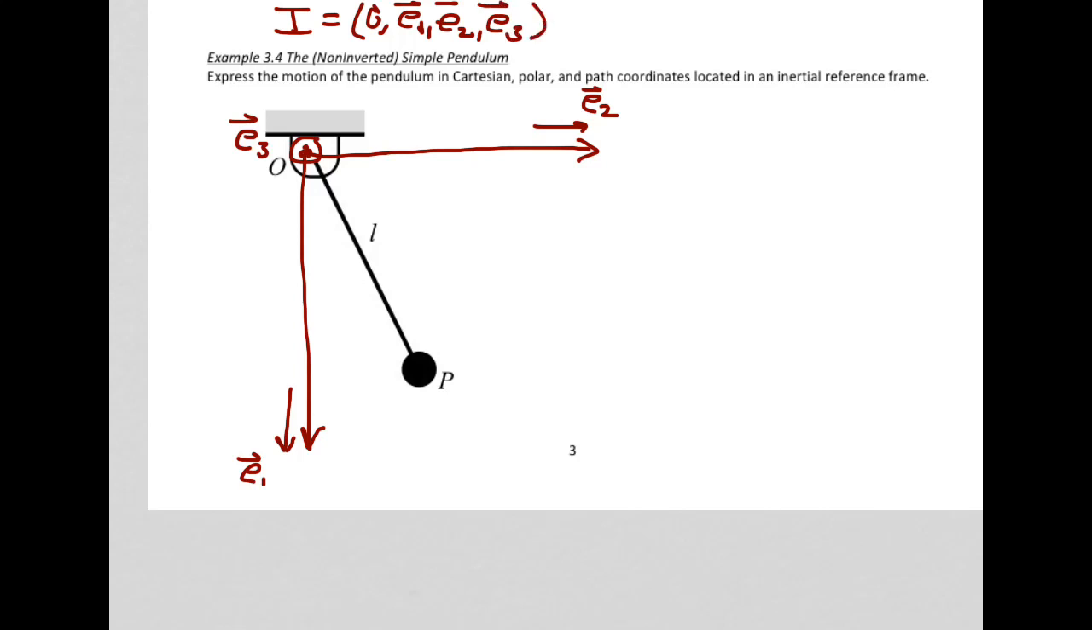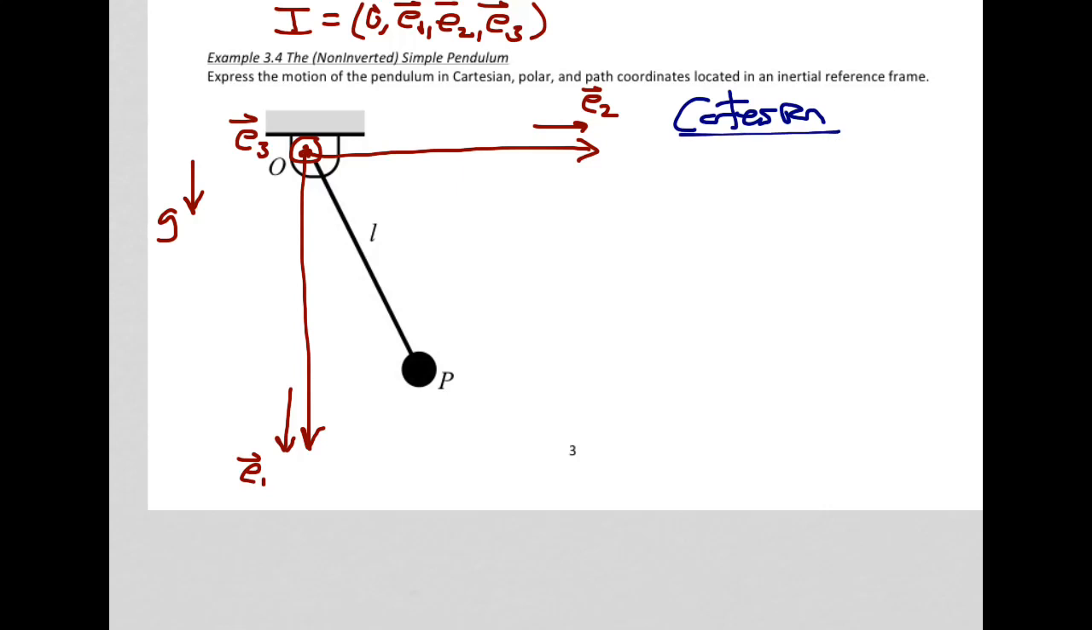And so after we've defined our reference frame, we've defined our basis vectors on our reference frame, we need to define gravity. Gravity is pointing down in this problem. And so now we start working through our coordinates. So first coordinate system that we're going to have, Cartesian coordinates.